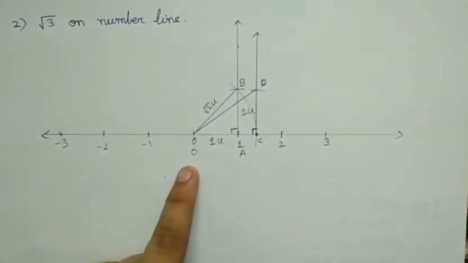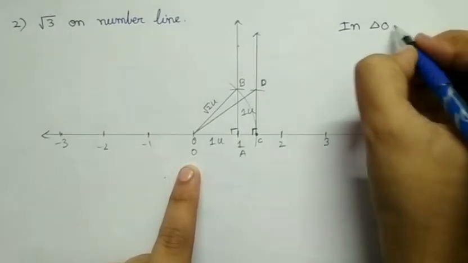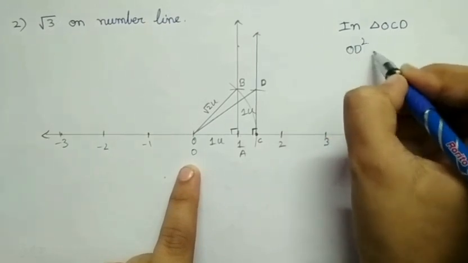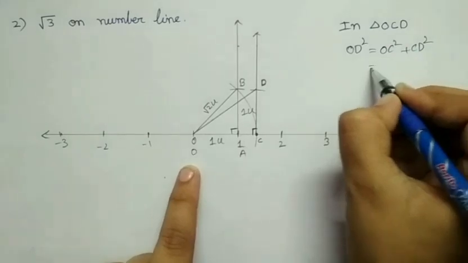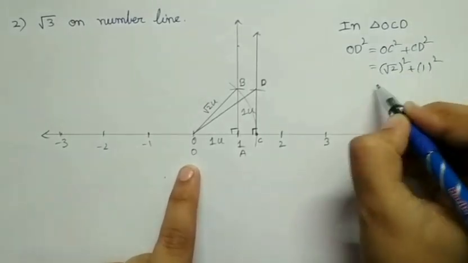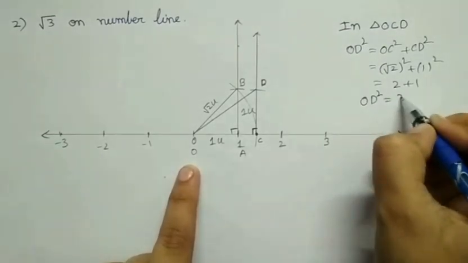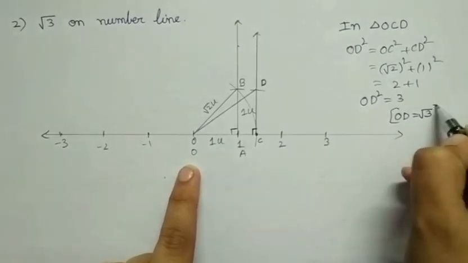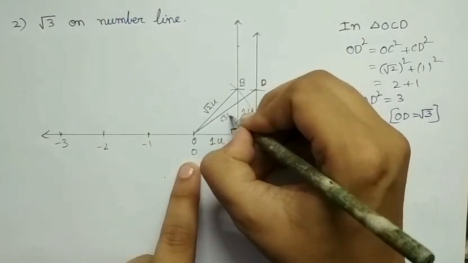Now in triangle OCD, OD square will be equal to OC square plus CD square. Now OC is root 2 units and CD is 1 unit. So we get 2 plus 1. OD square is equals to 3. OD will be root 3. So we got OD as root 3 units.